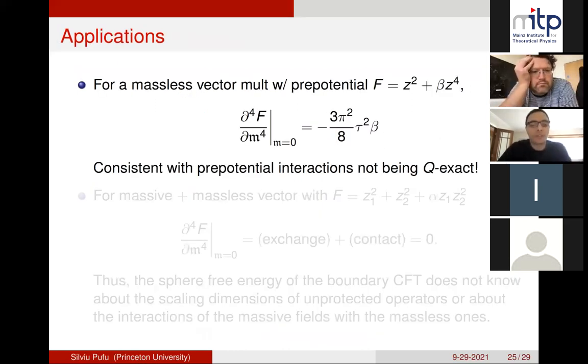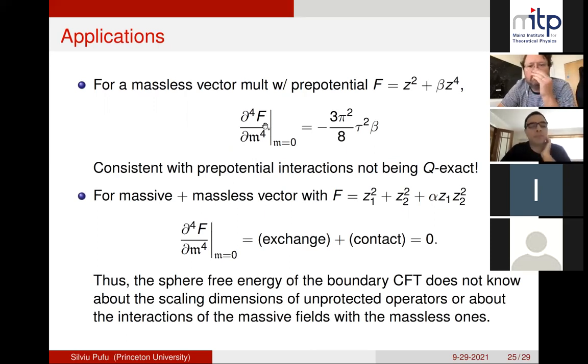So now this would be the punchline. The punchline would be that we can put everything together, interactions and these integrated diagrams, in 2 models. The first one would be a massless vector multiplet with this prepotential quartic interaction. And indeed, if we compute the 4th derivative, it's proportional to this coefficient β of the prepotential interaction.